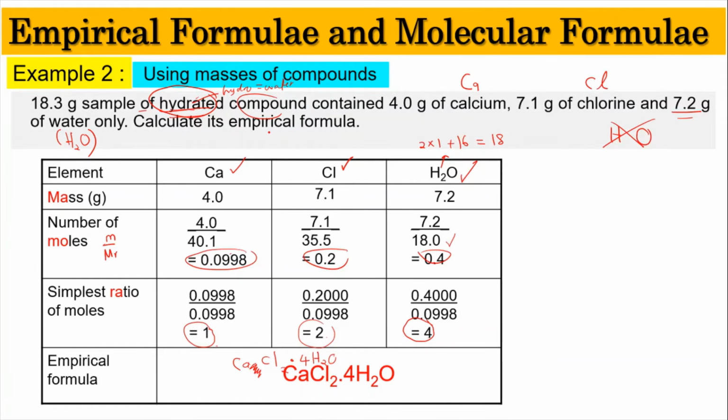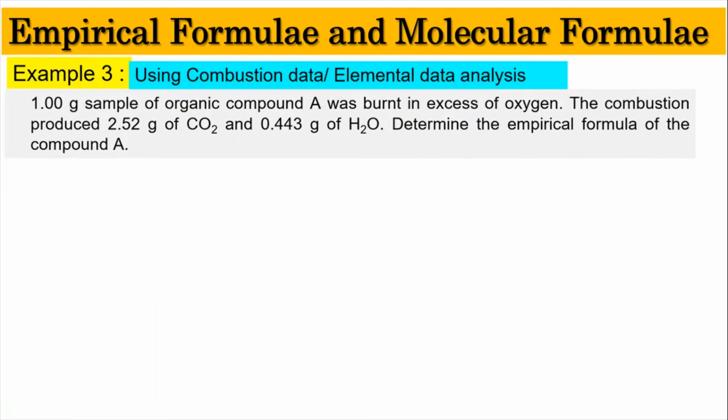Okay, so now we're going to look into the next example, which is example 3, which is using combustion data or the elemental data analysis. So 1 gram of sample of organic compound A, so organic, was burned in excess oxygen. So the combustion produced 2.52 gram of carbon dioxide, 0.443 gram of water, and we need to determine the empirical formula.